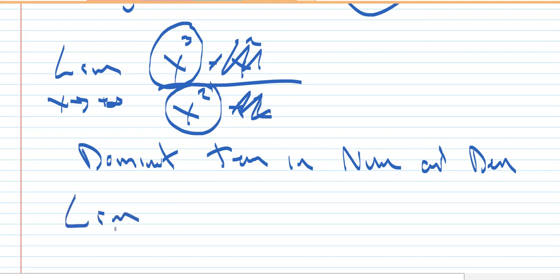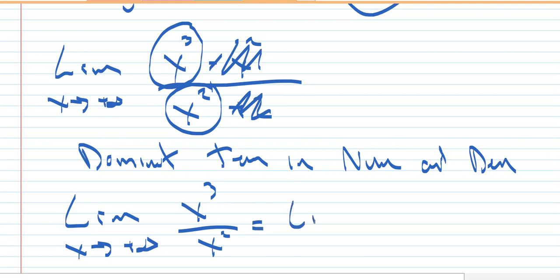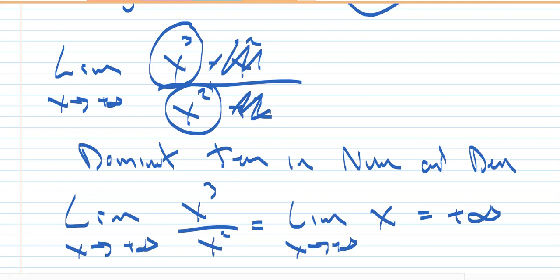So this is going to be the limit as x approaches positive infinity of x cubed over x squared. That's all I need to look at. Now, x cubed over x squared can be simplified to the limit as x approaches positive infinity of just x, which we know is, by substitution, positive infinity. And there's our answer, positive infinity. So to find the limit of a rational function, we simply look at the dominant term.